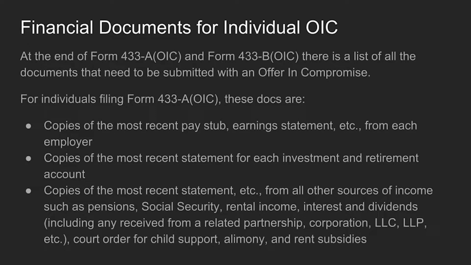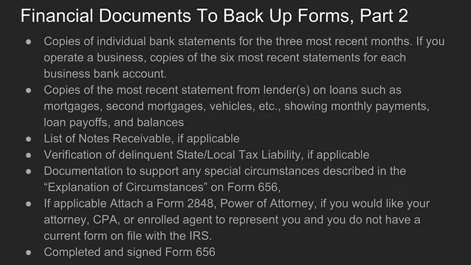1. Copies of the most recent pay stub, earnings statement, etc. from each employer. They're trying to figure out year to date, how much money did you make? 2. Copies of the most recent statement for each investment and retirement account. 3. Then copies of the most recent statement, etc. from all their sources of income, such as pensions, Social Security, rental income, interest, and dividends. Those two are pretty much straightforward. Also, child support, alimony, and rent subsidies. So pretty much any kind of income. That's what they're looking for.